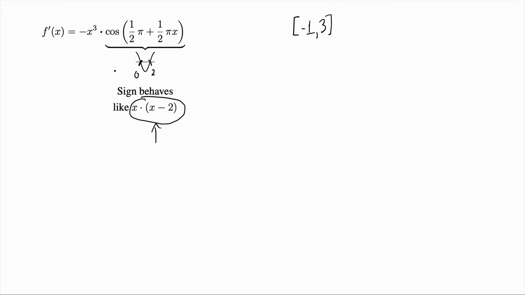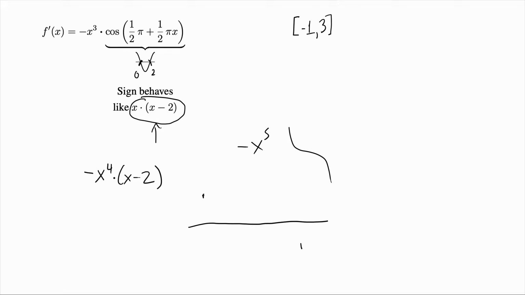So that's the part we'll use with the negative x cubed, and multiply it through to become negative x to the 4th times x minus 2. And then we look at the end behavior of this: negative x to the 4th times an x, so negative x to the 5th, which looks something like this end behavior-wise. So we start up and we end down, hitting the x-axis at 0 and 2.